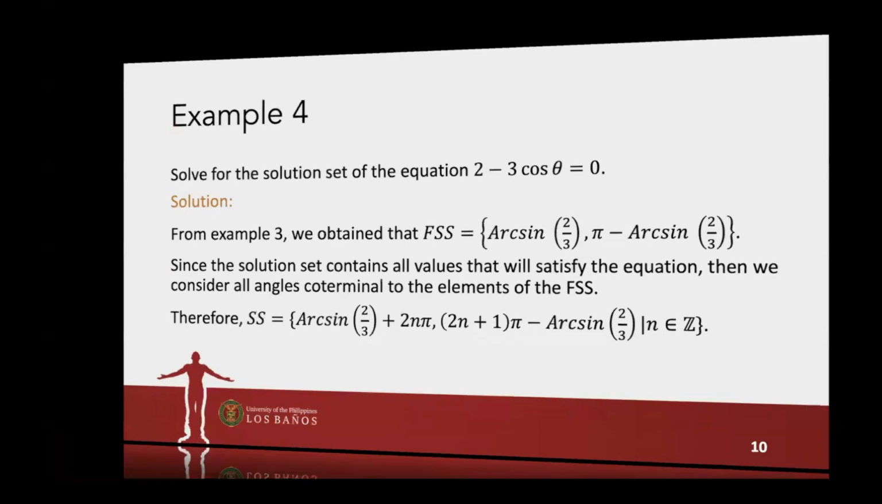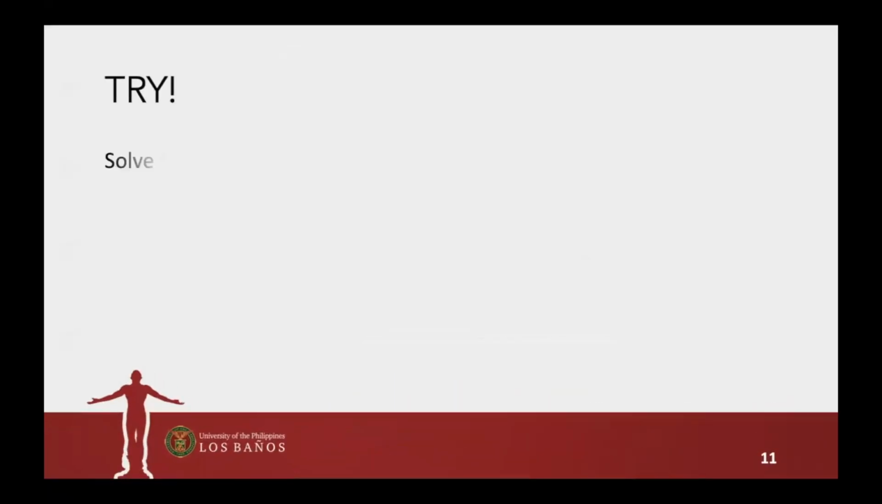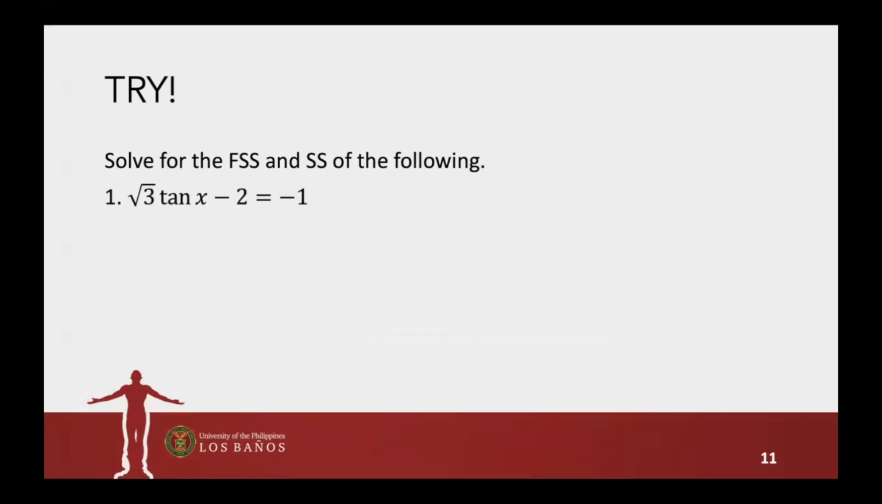Okay, so now let's try some of these examples. Let's try to solve square root of 3 tangent x minus 2 equals -1, as well as cosine x plus 2 equals 0. You may pause the video and try solving it first, and then later on, we'll explain the solution.